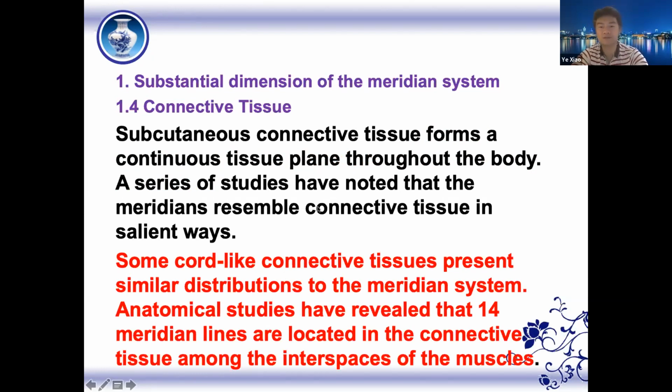Subcutaneous connective tissue forms a continuous tissue plan throughout the body. A series of studies have noted that the meridians resemble connective tissue in salient ways. Some cord-like connective tissues present similar distributions to the meridian system. Anatomical studies have revealed that the 14 meridian lines are located in the connective tissue among the interspaces of muscles.